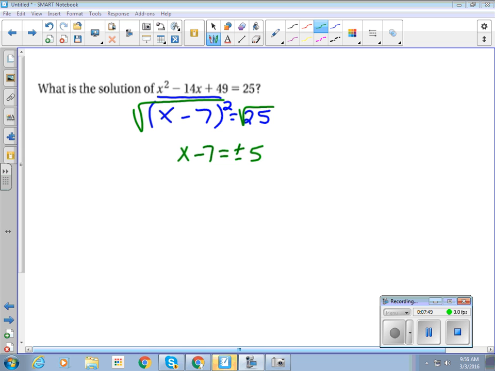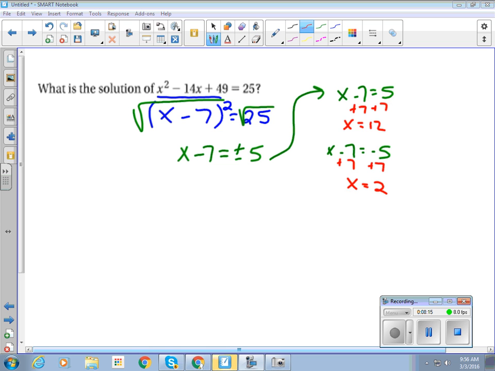So this actually gives us two equations. We get x minus 7 equals 5 and x minus 7 equals negative 5. The solutions to both of these are solutions to this problem. So we're going to add 7. We get x equals 12, and then we add 7, we also get x equals 2. Both of these are solutions for x.